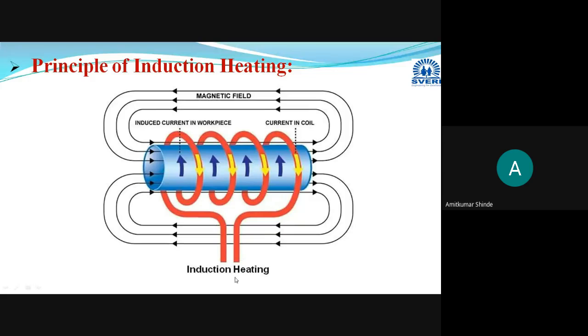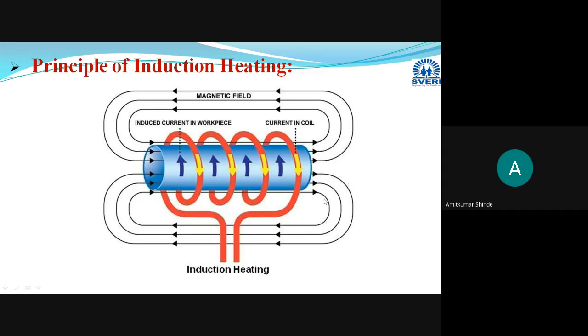So this is the heating process. Here you are able to see the current in the coil. This is the coil, and this is your workpiece. This blue color is your workpiece. This is the current in the coil, high frequency alternating current, and due to this high frequency alternating current, a magnetic field will get developed.